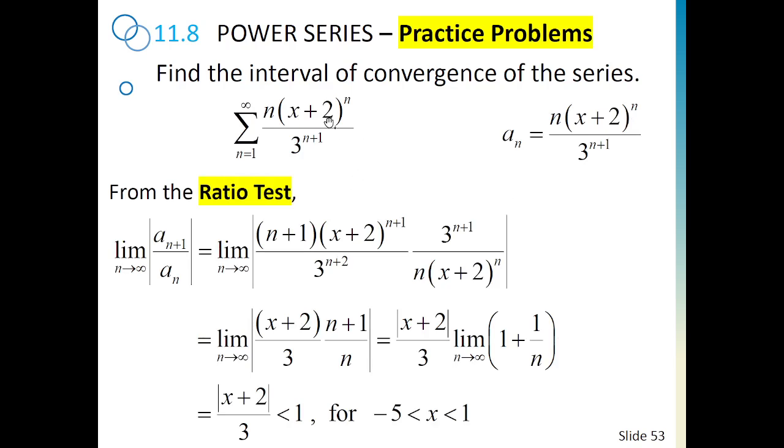Another one for fun. So this is, again, you see (x + 2)^n. So this is a power series. We want to know what is the interval of convergence and the radius of convergence of this power series.